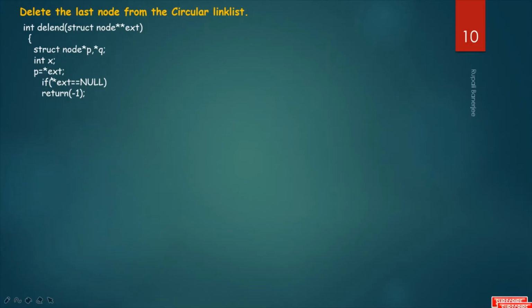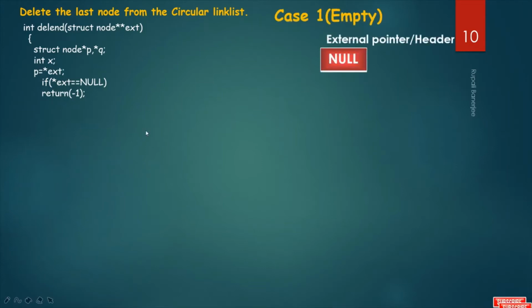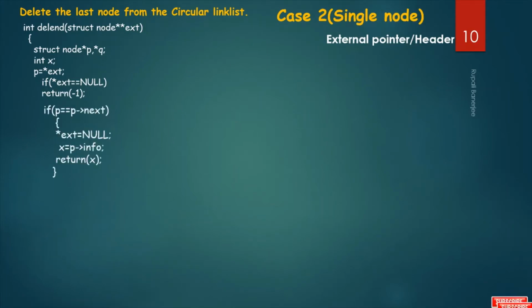P equal to star ext means content of ext is stored in P. Content of ext is the last node address. It's stored in P. Now case 1. If external pointer holds null, means if star ext equals to null, means no node is there, then deletion is impossible, so return -1.